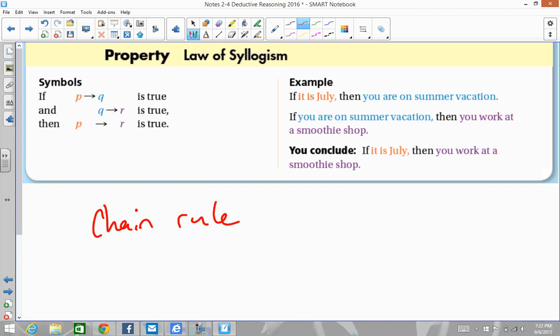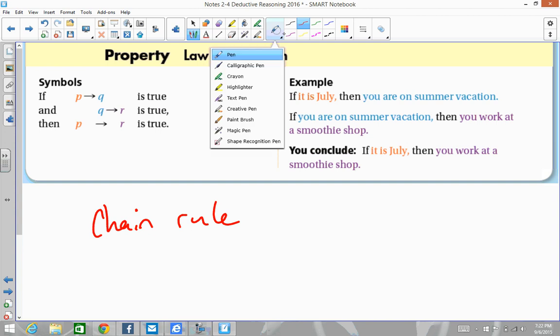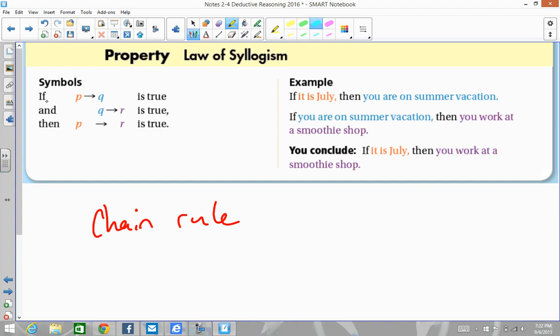So it says, if P then Q. So we've got this first statement, if P then Q. Our second statement is, if Q then R. And our third statement is if P then R. What we're looking for here is that they both have Q. Oh, you can't see that very well, so let me go to a pen and circle that instead. So they both have Q, and so then we can take out the Q part and say that if P, then R.